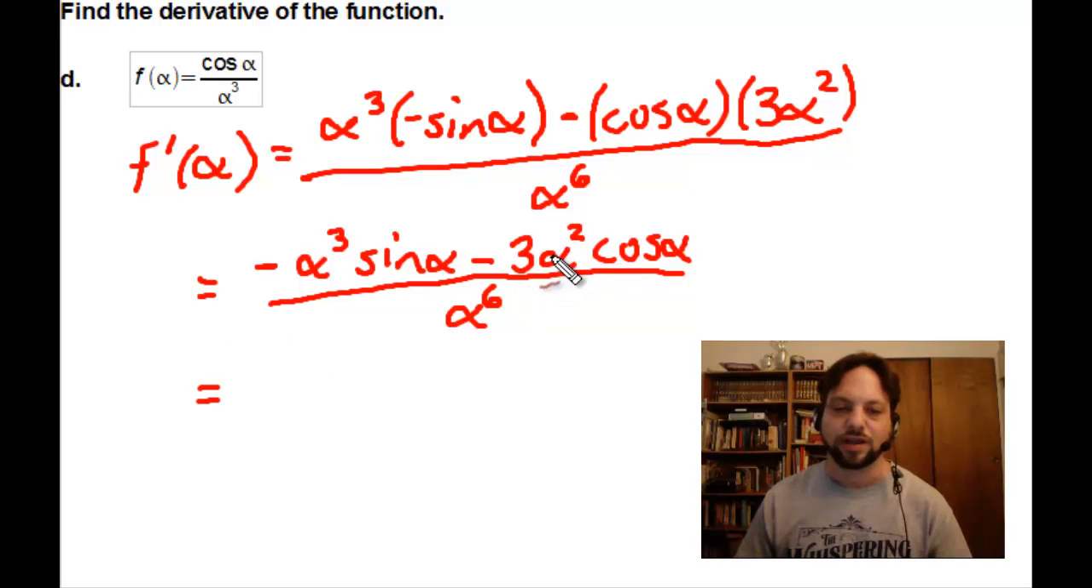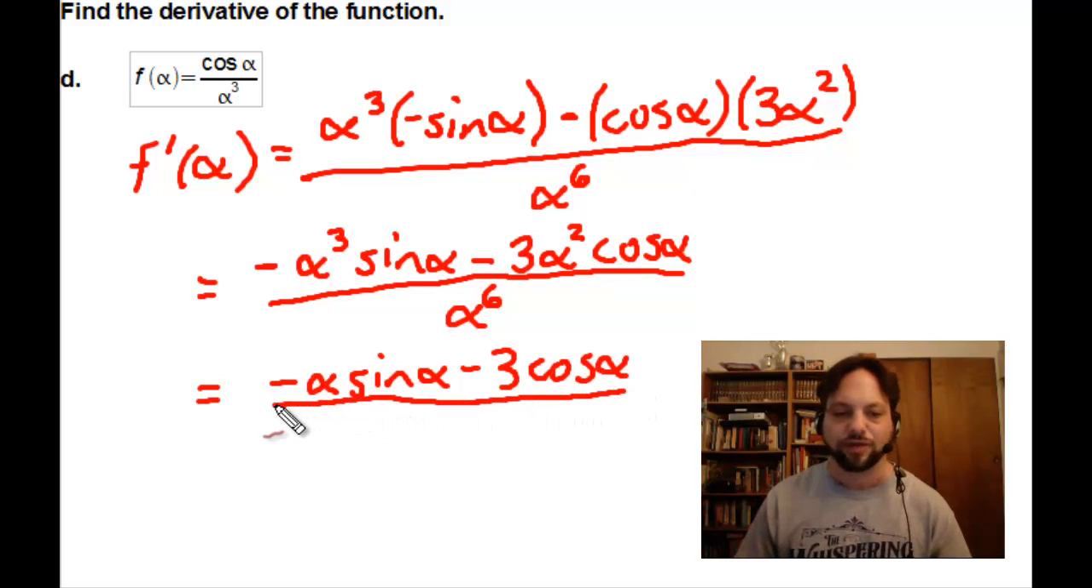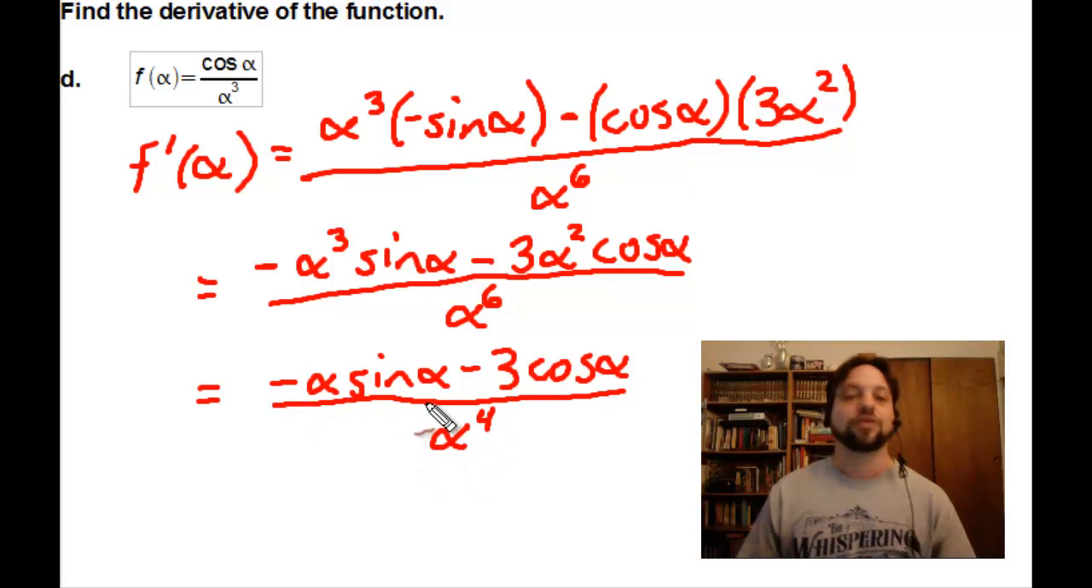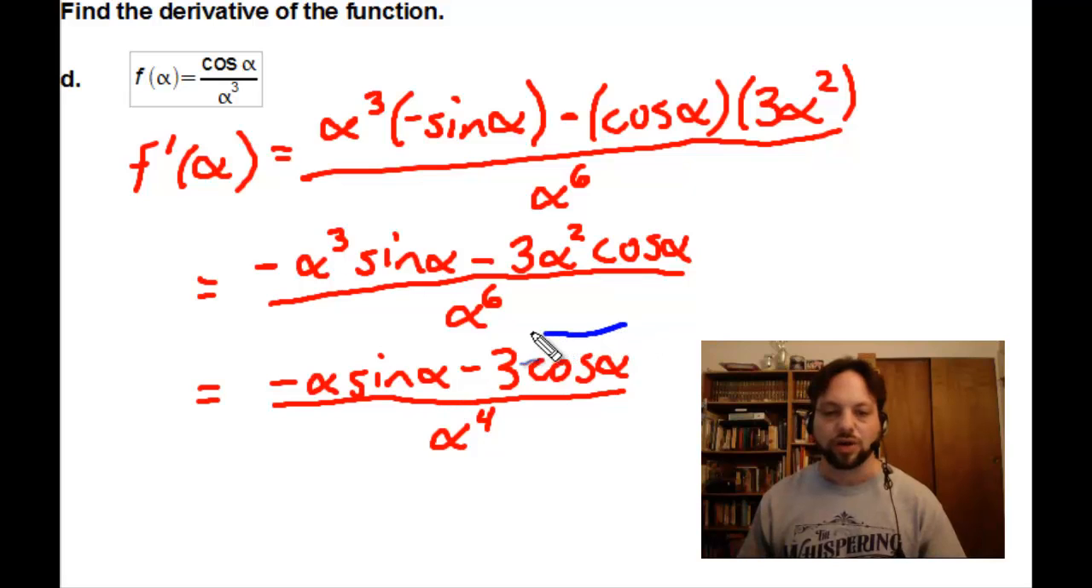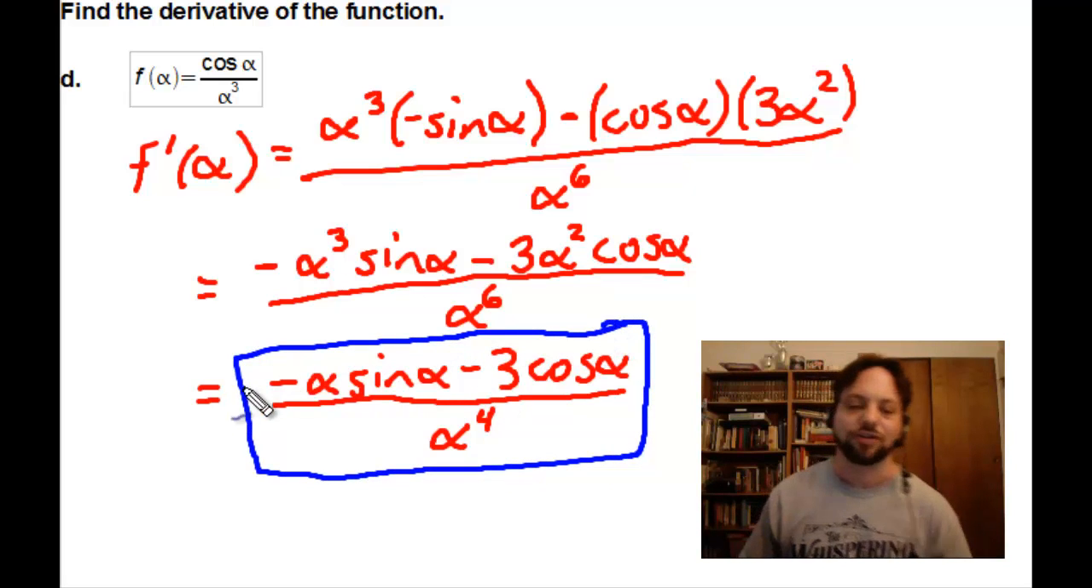We have alpha squared that we can factor out of each term. And that'll leave us with negative alpha sine alpha. Over here we'll have minus 3 cosine alpha. So we factored out the alpha squared. And if we factor out alpha squared on the bottom, we have alpha to the 4th. So if you want simplification, there you go. It doesn't get much simpler than that, not with these sines and cosines floating around.